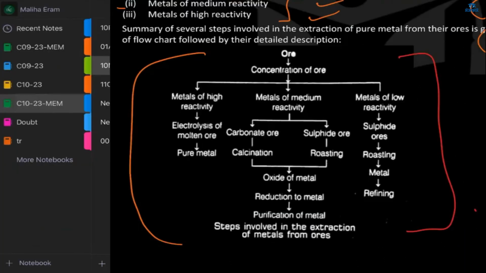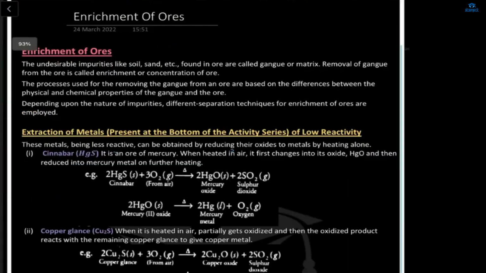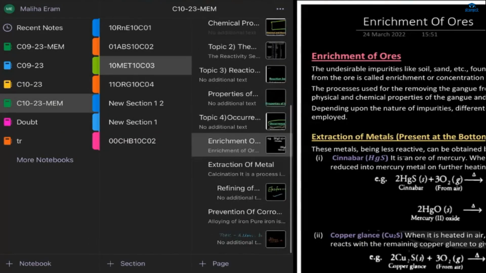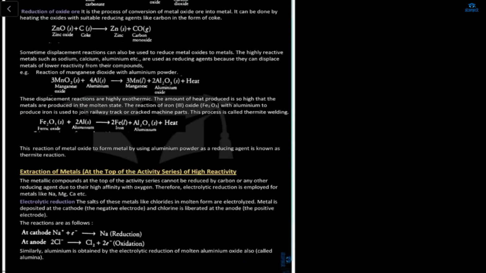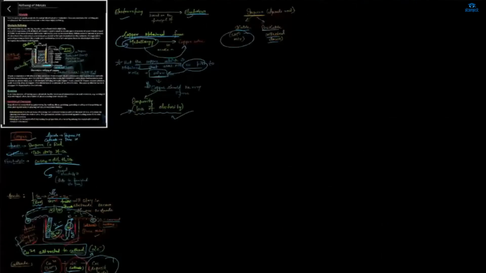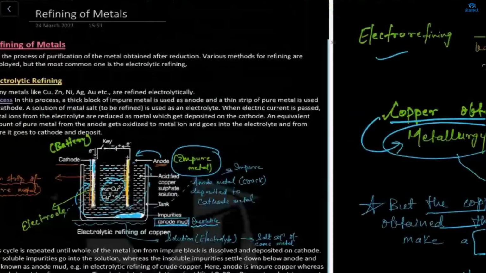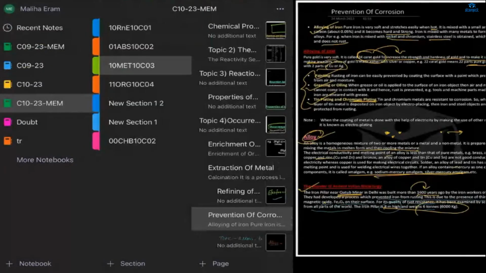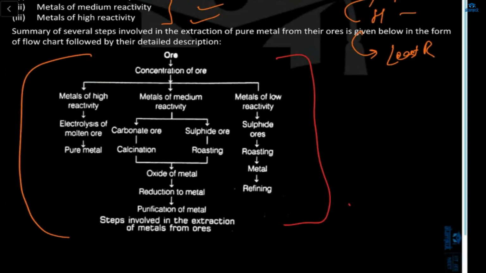And on Monday, I will start this new topic, which is enrichment of ores. After that, this extraction of metals is left. Refining is left, prevention. Lots of topics are there. But first, you have to learn this diagram. Okay? Any doubt? No, ma'am. Okay then. Bye.